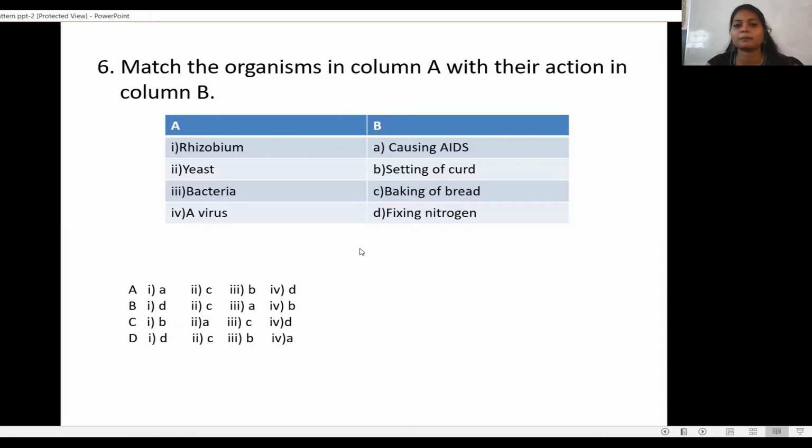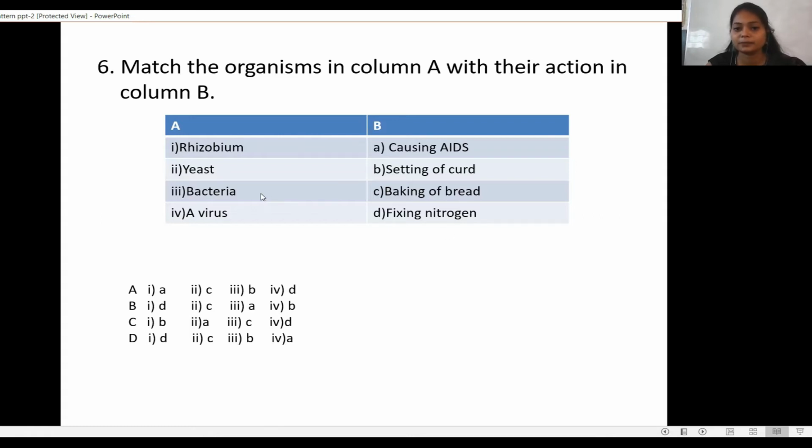This is another example of a match the column type question. So here again you have to match the columns in the correct order and pick the correct option for the question. So here, Rhizobium is what? Rhizobium is the bacteria which can fix nitrogen. So here for first we have D option. Second is yeast, and yeast is utilized for baking purposes. So here for second we have C option.